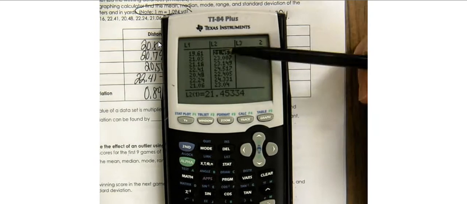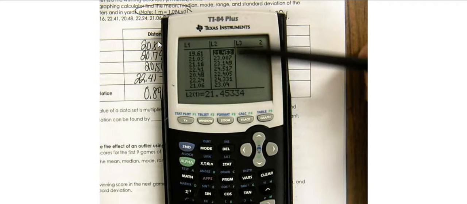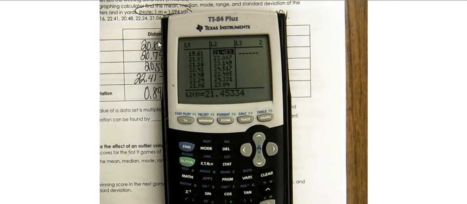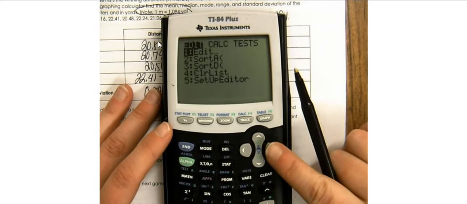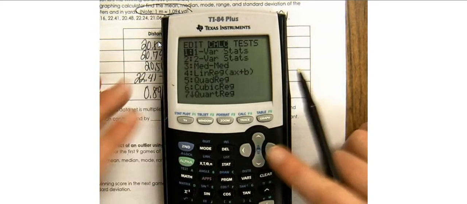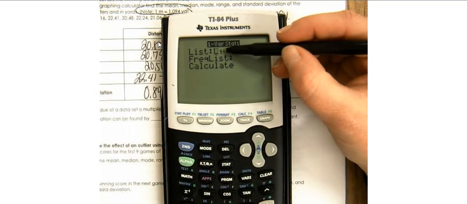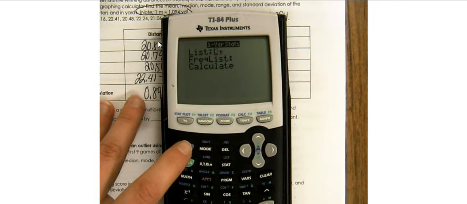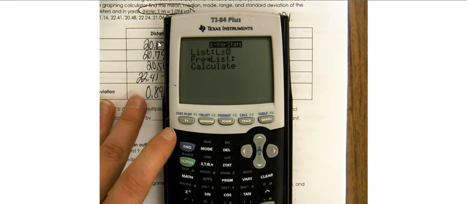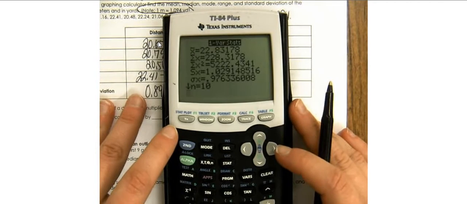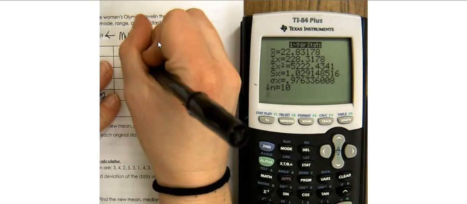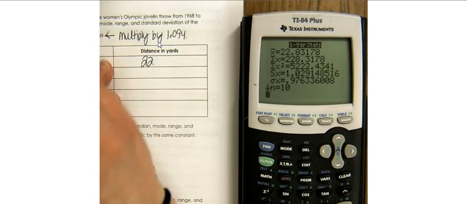I now have a new set of data values, and I want to identify the mean, median, mode, range, and standard deviation. So I'm going to press stat once again, and I'm going to go over to calculate, and I do want one variable stats again, but this time I want to just look at the information in list 2. So I'm going to press second 2. And when I do that, I'm going to press enter a few times, and I end up with my mean is going to be 22.832.